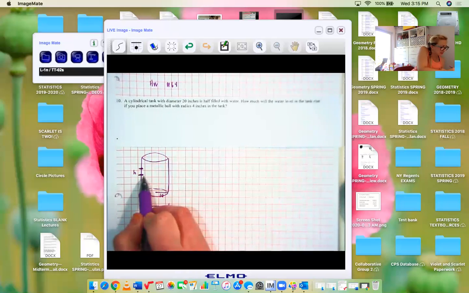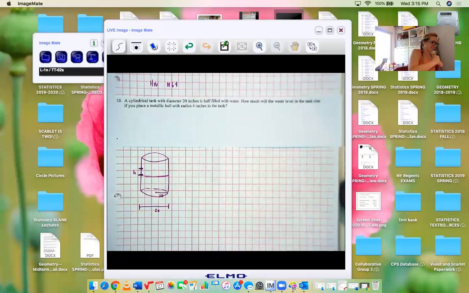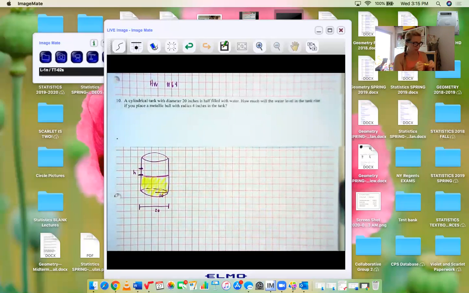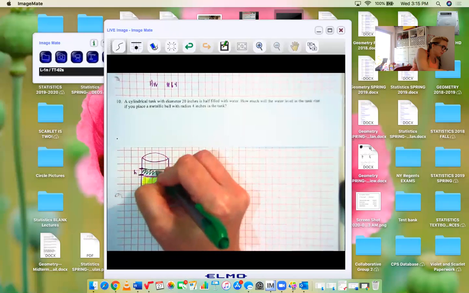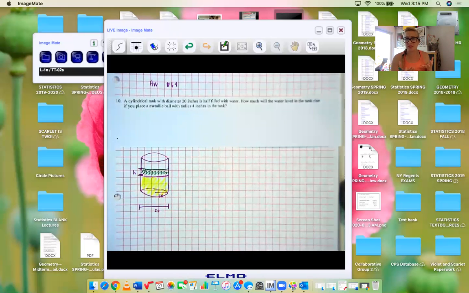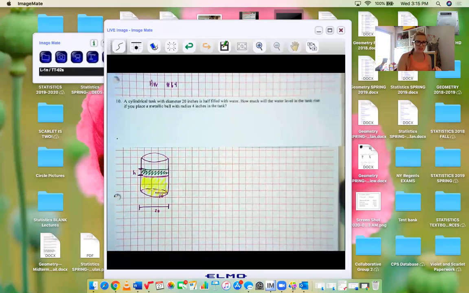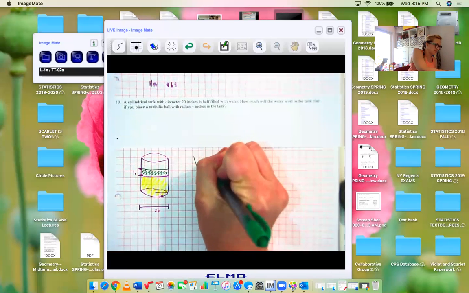So I essentially am starting off right here. So this highlighted portion, that's my pre-existing water, right? I dunked in my golf ball and that water level rose right here. So I'm trying to figure out, how did that volume of the sphere make the water level rise in my cylinder right here? So I want to figure out, well, what was the volume of the sphere? So volume of the sphere.